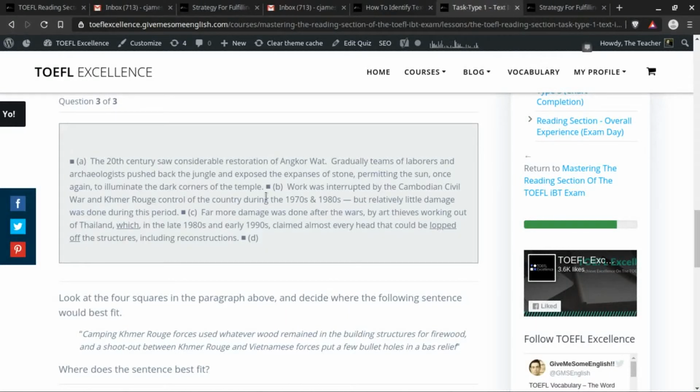All right, and then it says, relatively little damage was done during this period. Okay, far more damage was done after the wars. Now here, this is an example of one where if you were reading the reading passage without the box, and it says relatively little damage was done during this period, far more damage was done after the wars, it almost seems like there isn't any missing information, but here we have little damage, here we have more damage.